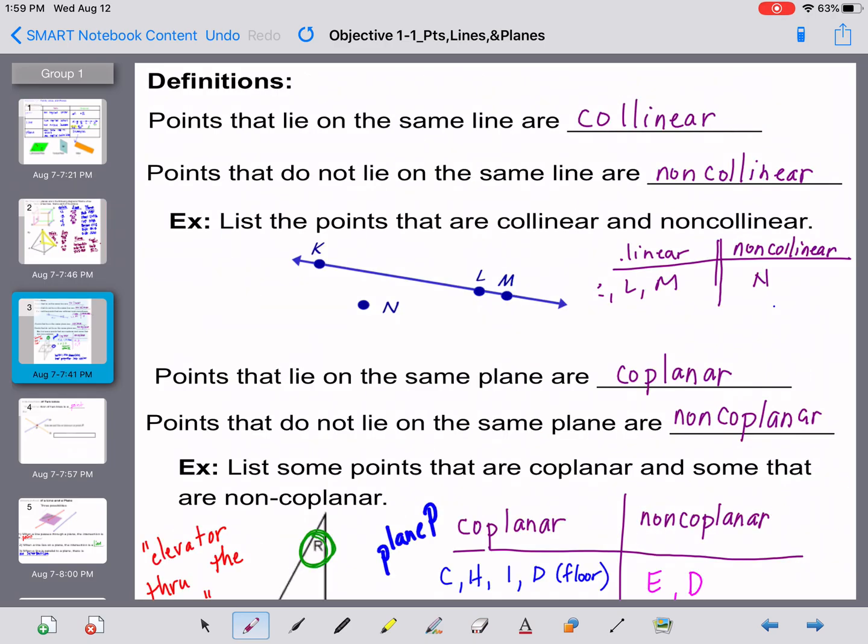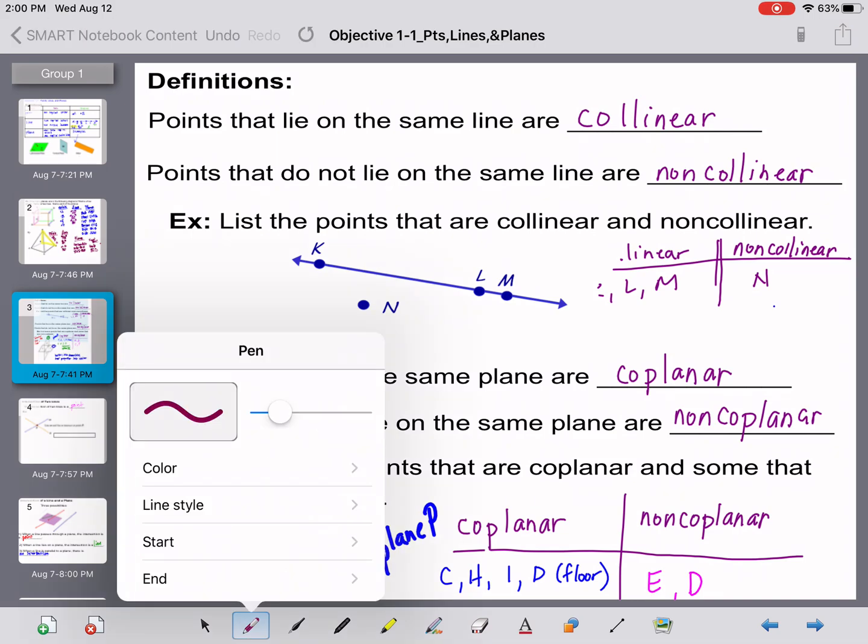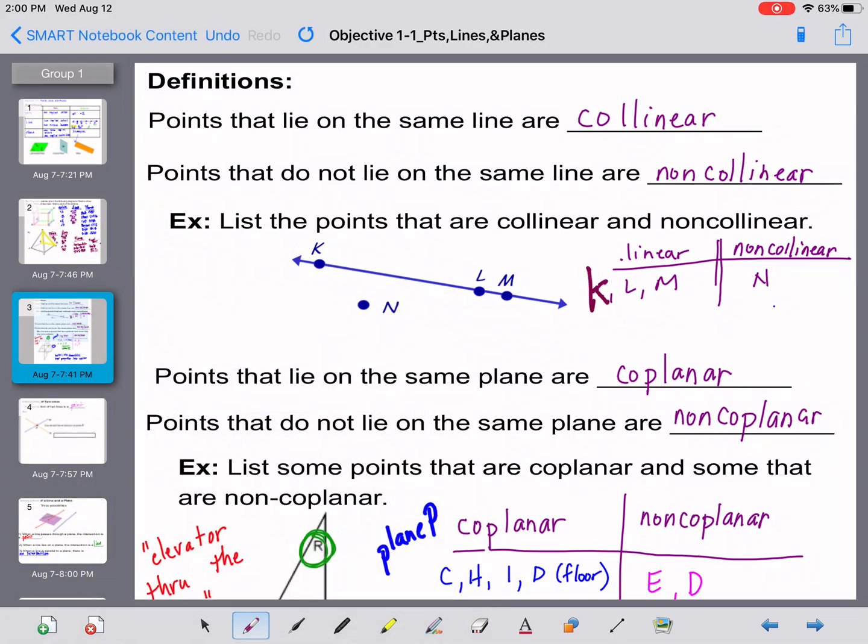All right, so here's a couple more definitions. You may or may not have heard them. Points that lie on the same line are collinear. Points that do not lie on the same line are non-collinear. List the points that are collinear and non-collinear. So I've got my little line here with the points K, L, M. If you are on that line, then you are collinear. So collinear points are K, L, and M. My non-collinear point would be point N.